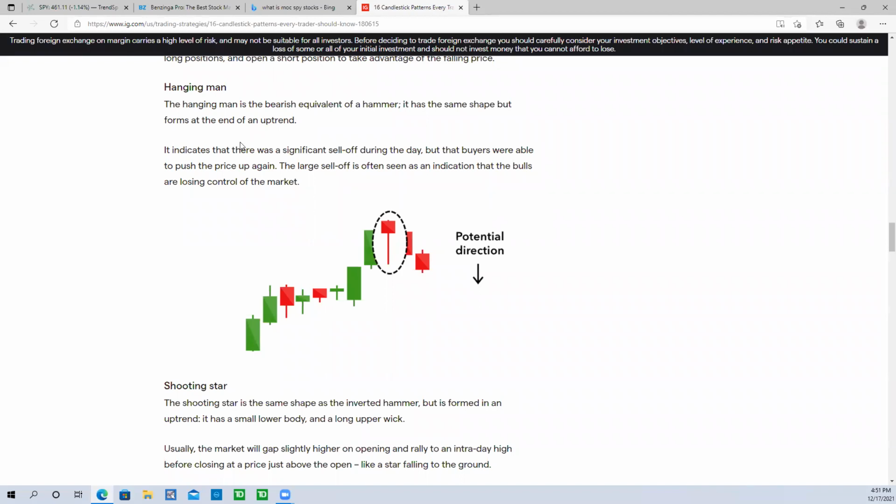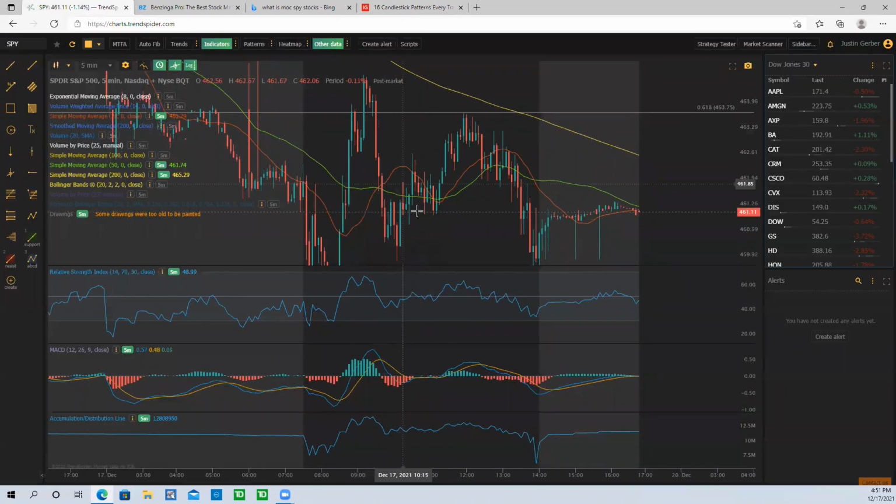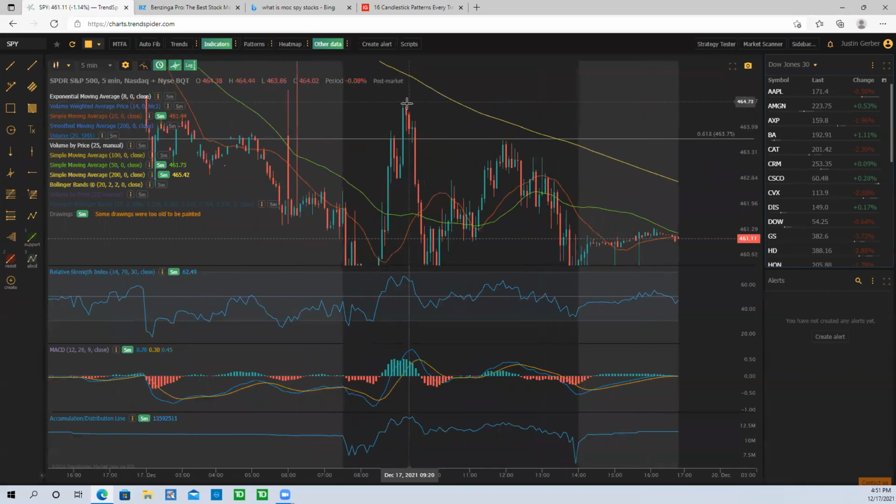So yeah, hanging man. A hanging man is the bearish equivalent of a hammer. So if anybody knows what a hammer is, it is obviously the opposite. It has the same shape, but forms at the end of an uptrend versus the end of a downtrend, which a hammer is. It indicates that there was a significant sell-off during the day, but that buyers were able to push the price up again. The large sell-off is often seen as an indication that the bulls are losing control of the market, right? And what do we see? Bulls lost control. We saw a major, major drop. If you saw this hanging man and you had that conviction, you would have banked.